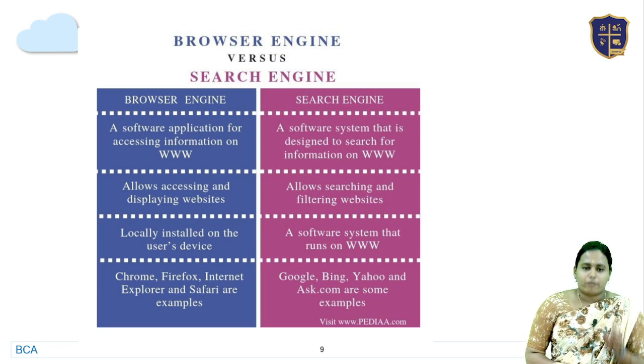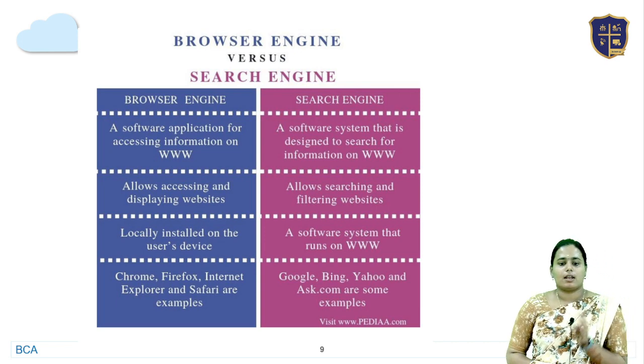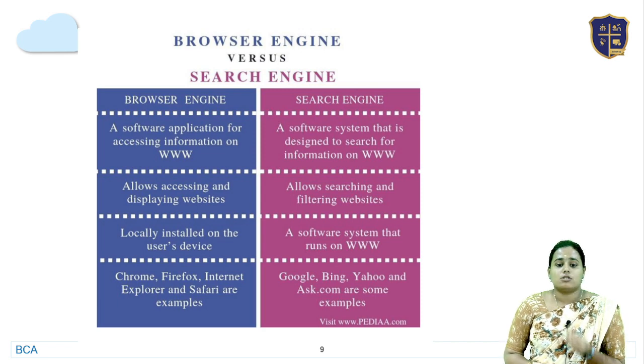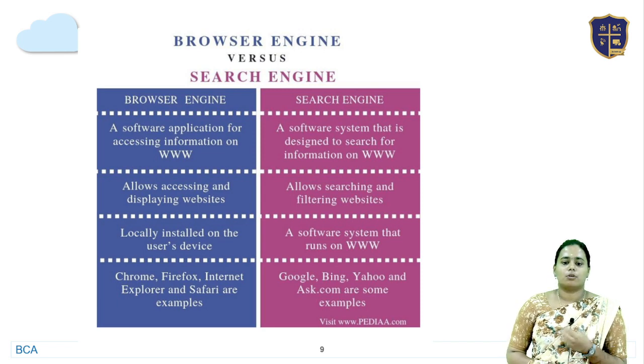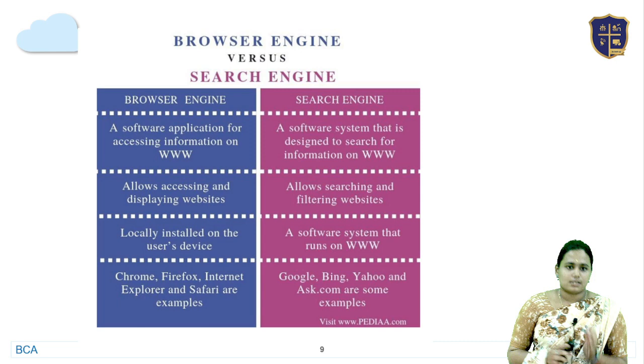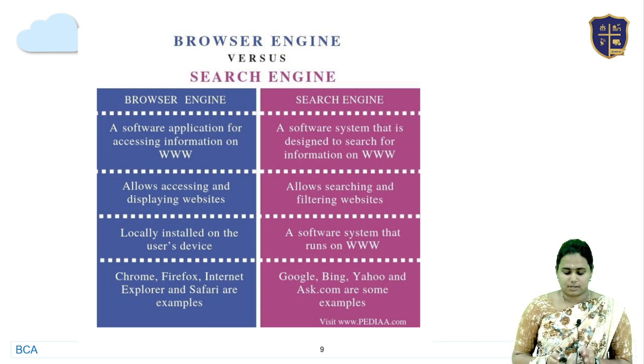Next, a web browser is locally installed in your device, for example Chrome, Safari and Internet Explorer. But a search engine is a software system which runs on the World Wide Web, for example Yahoo, Google, Bing and so on. This is the difference between a web browser and a search engine.